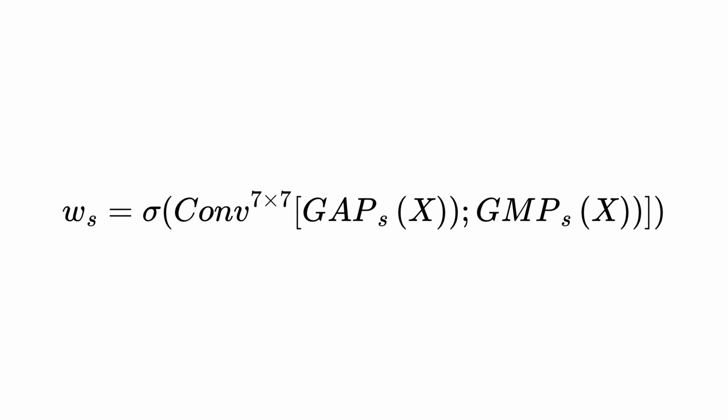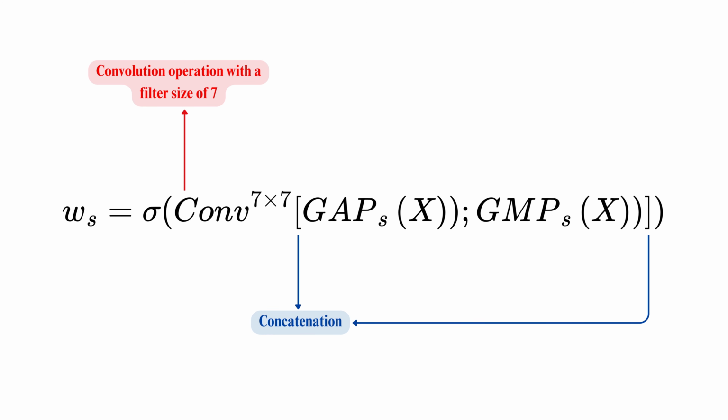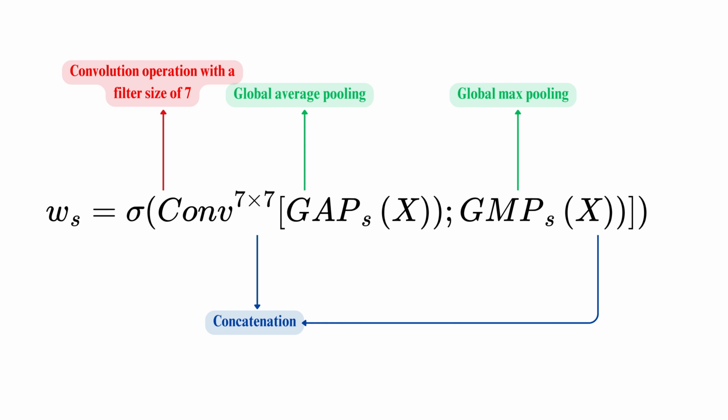Similarly, the spatial attention weight in CBAM can be expressed by this equation. Here, Con 7 by 7 denotes a convolution operation with a filter size of 7, the bracket represents tensor concatenation, and GAPS and GMPS represent global average pooling and global max pooling functions of the channel, respectively. Although CBAM is widely used in convolutional neural networks and has demonstrated efficiency, it compresses the channel dimension C into a single channel to extract crucial spatial information and compresses the spatial dimensions H and W into a single pixel to obtain channel importance. This approach overlooks the interaction between spatial and channel dimensions.